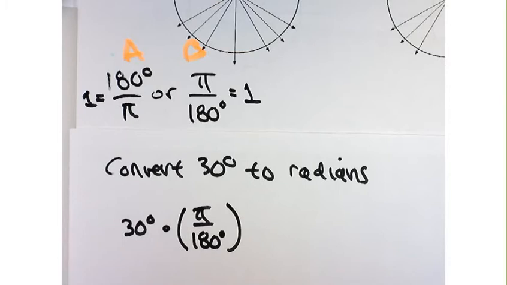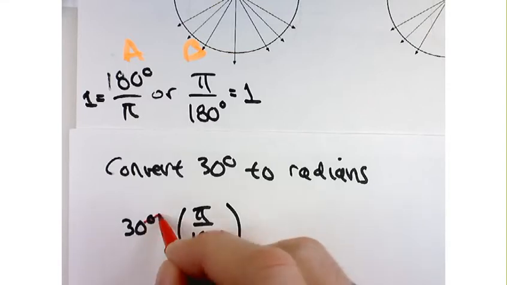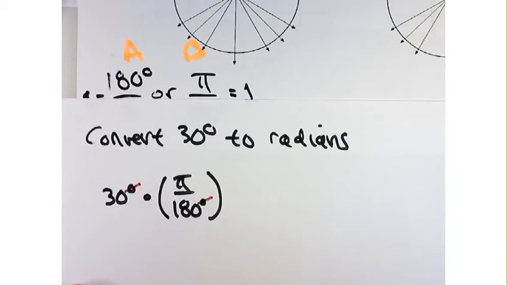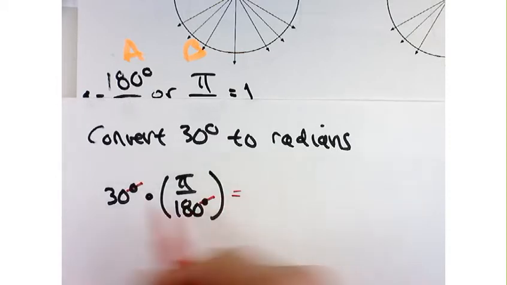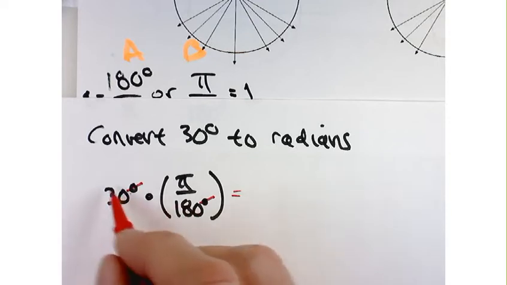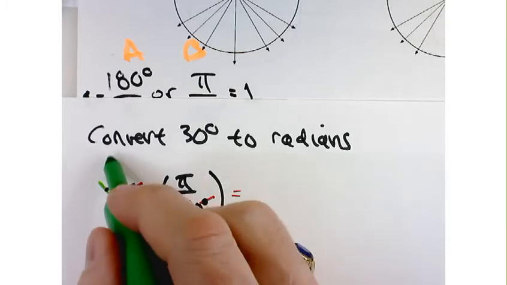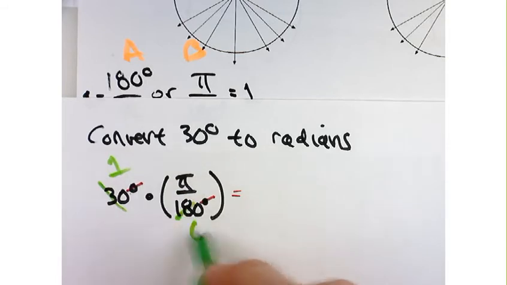Now something nice happens here. A couple nice things. First of all, units of degrees cancels. And the other thing is 30 goes into 180 evenly, right? How many times does 30 go into 180? 6. So I get a 1 here and a 6 here.